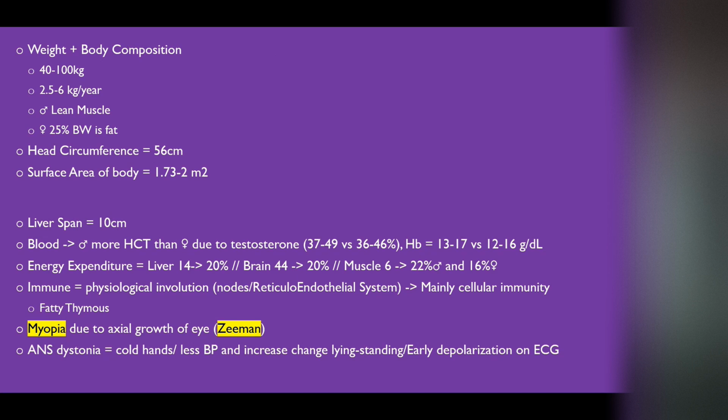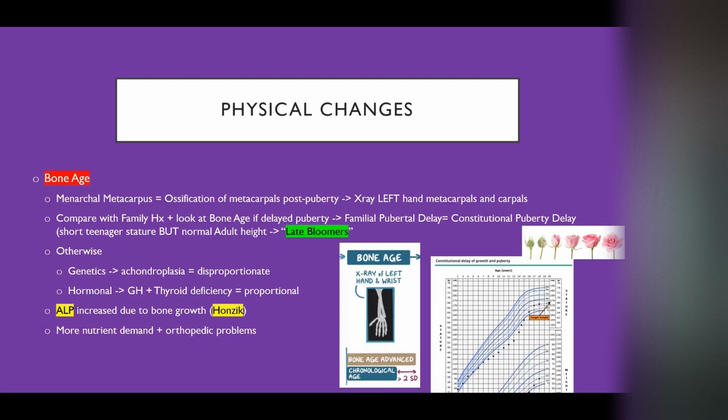Other changes, anthropometry, some organs changes, but what Zeman likes to ask is myopia. Okay, he likes to ask myopia because of axial growth of the eye, because growth hormone, whatever, makes the eye grow. So myopia is what Zeman likes to ask. So physical changes, bone age. Did we talk about bone age? What does it mean, bone age?